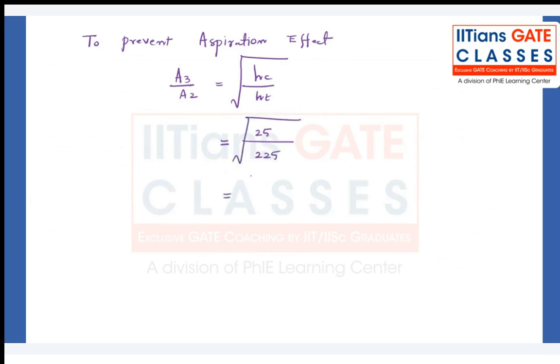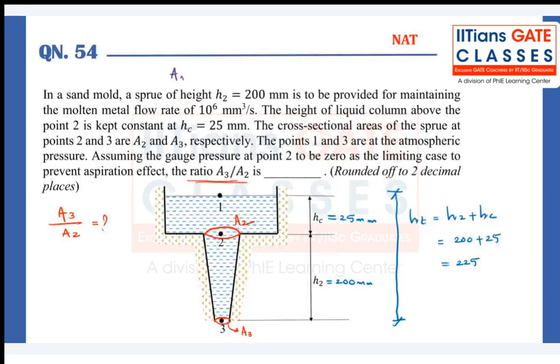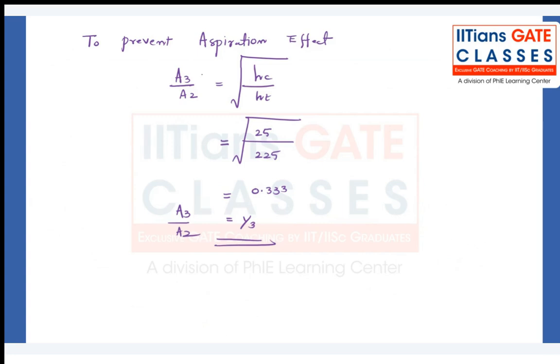Now here 0.33 will come. We can write it as 1 by 3. That is A3 divided by A2, answer 0.33. Your answer may vary, 0.312, 0.35, not a problem, but you will get exactly 0.33, I am sure, if you solve this. So 25 is divided by 225.